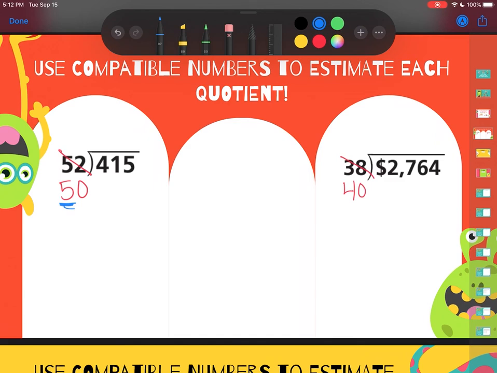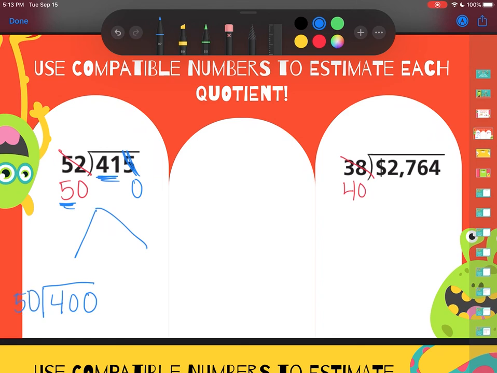Well, 5 couldn't go into 4, but it can go into 41. So now I'm going to think about my multiples of 5 that are right below 41 and right above 41. Well, a multiple of 5 that's right below 41 is going to be 40. But I had this 5 that I wasn't using, so that's going to cross out and become a 0, and I'm going to add that 0 to the end of my 40. So I end up with 400.